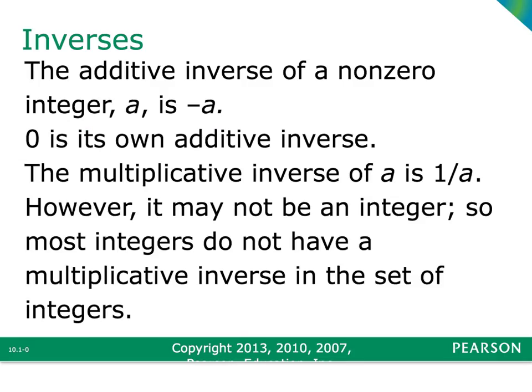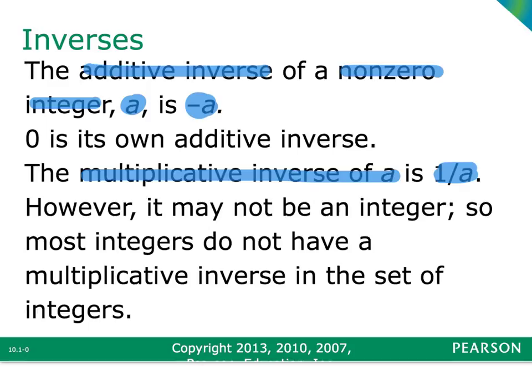Just to summarize, the additive inverse of a non-zero integer a is minus a. 0 is its own additive inverse. That's why we don't use minus a. If you think of -0, it's still 0. The multiplicative inverse of a is 1 over a, the reciprocal.